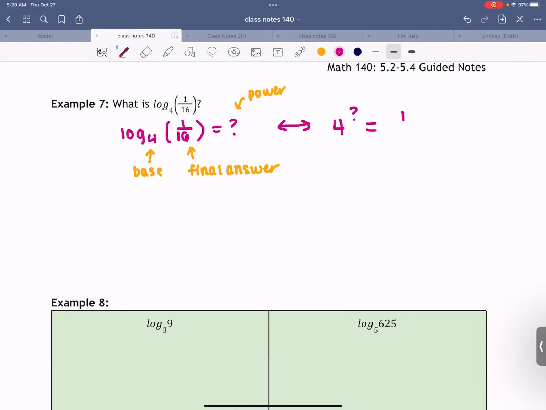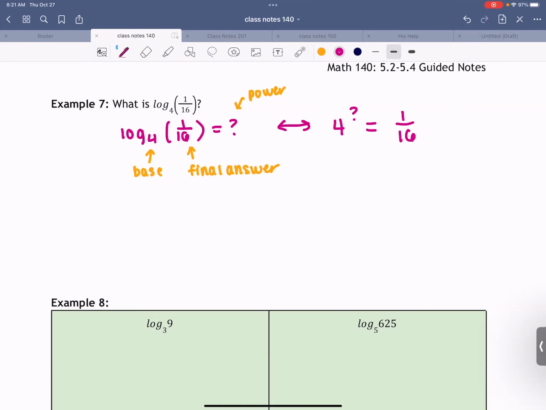Good. 4 to the question mark equals 1/16. Okay, so essentially this is asking us, what power of 4 do I raise it to get 1/16? Well, that's kind of a little tricky because usually when we take powers of numbers, we get not fractions, we get whole numbers, right? Any ideas on what I might raise 4 to get 1/16?